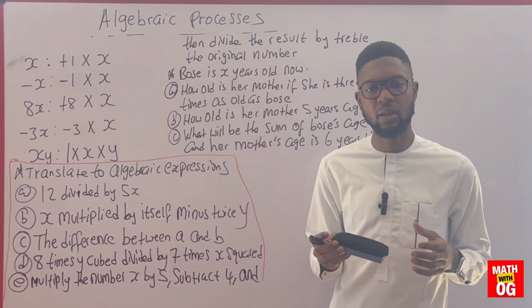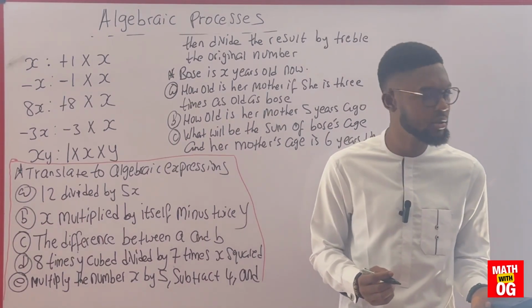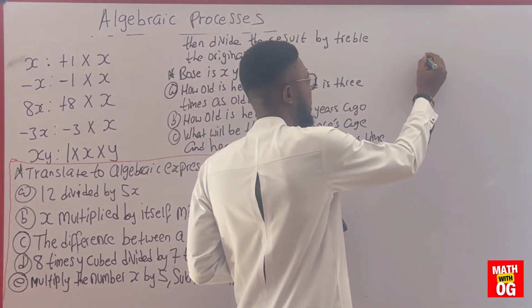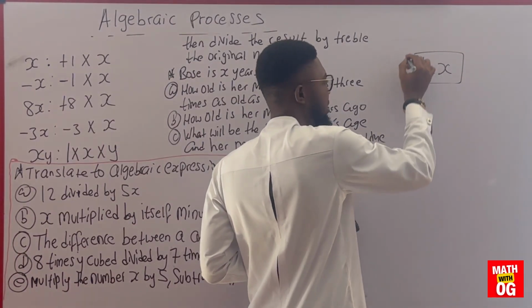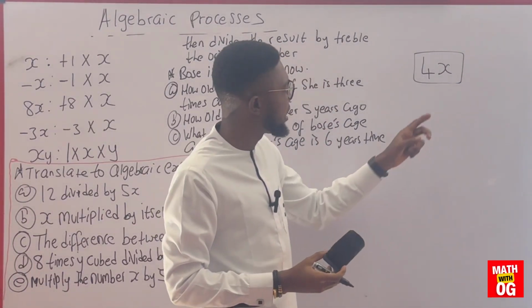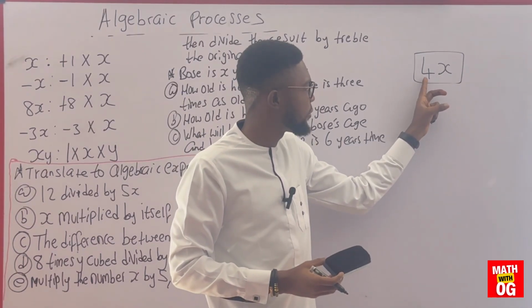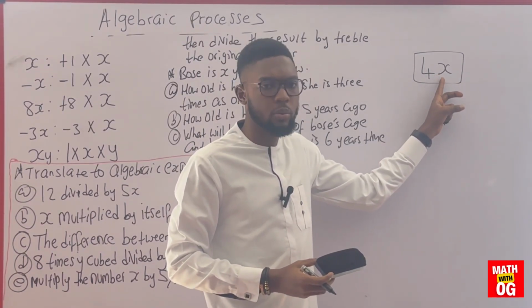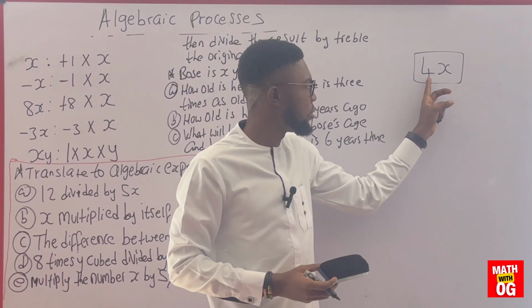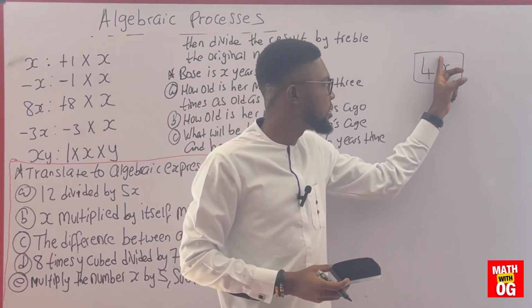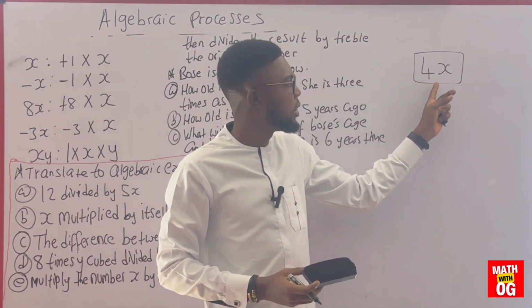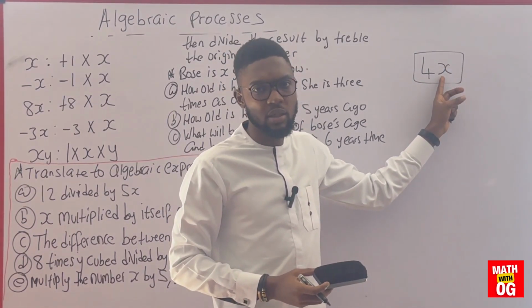Now, let's say, for example, you come across a number like this, 4x. This is a term on its own where x is a variable and 4 is the coefficient of the variable x. X being a variable means that x can take any value.